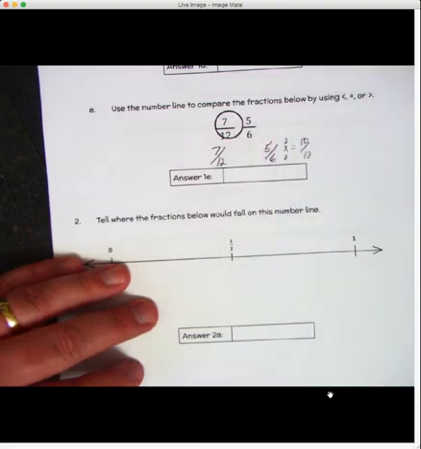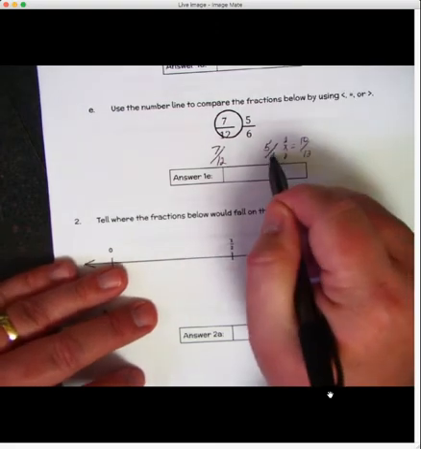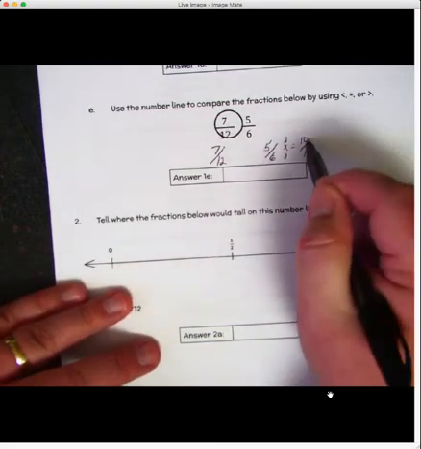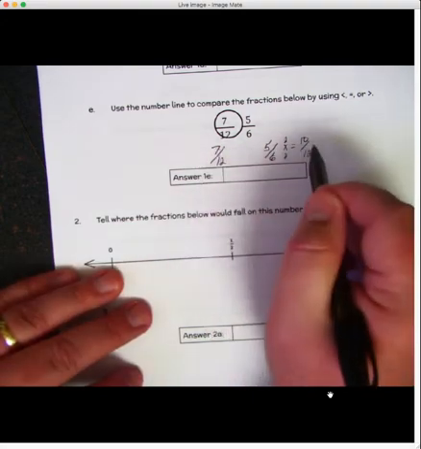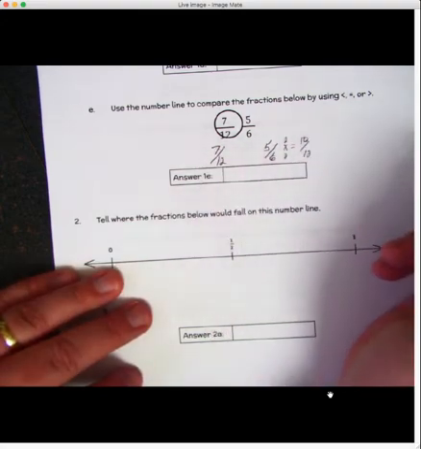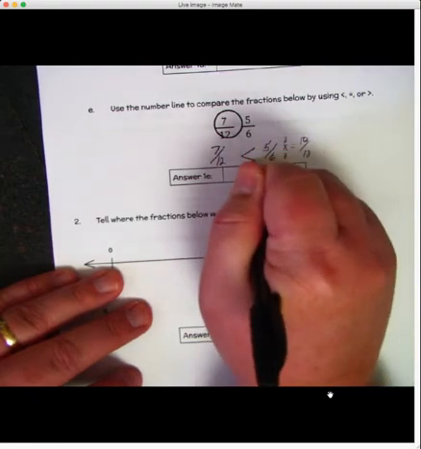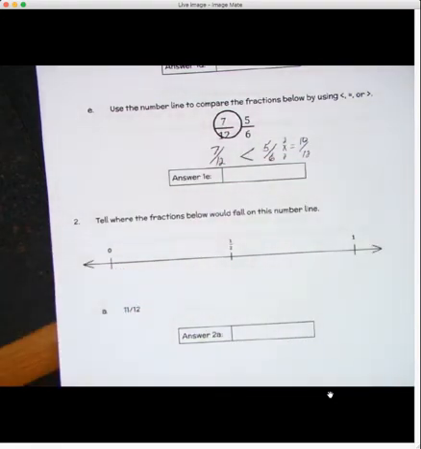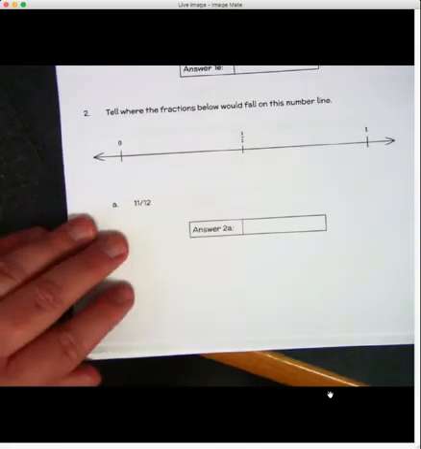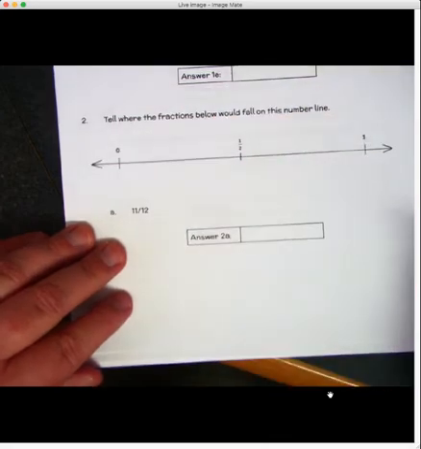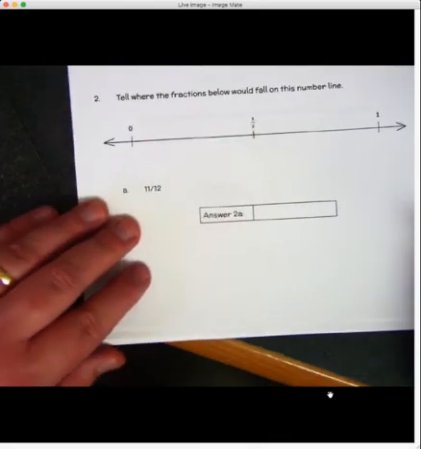2 times 5 is 10. So 5/6 is equivalent to 10/12. So 7/12, 10/12. Which one's going to be bigger? Yeah, 5/6 is going to be bigger than 7/12. All right, let's look at the next one. And I should say 5/6 is greater than 7/12 is the correct math language.